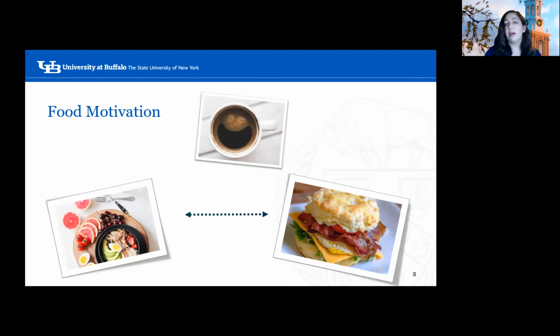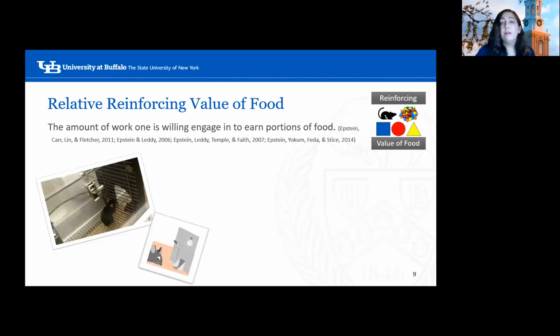To do this, we use an operational definition of the relative reinforcing value of food. The relative reinforcing value of food is the amount of work one is willing to do in order to obtain a portion of food relative to another reinforcer. This was originally conceptualized by Skinner, who trained animals, usually rats or mice, to press a lever for access to food. Food is the reinforcer.